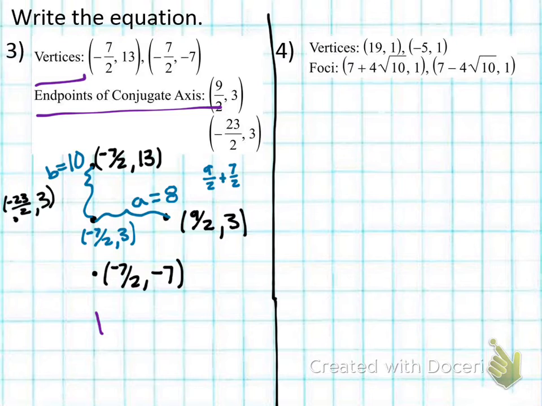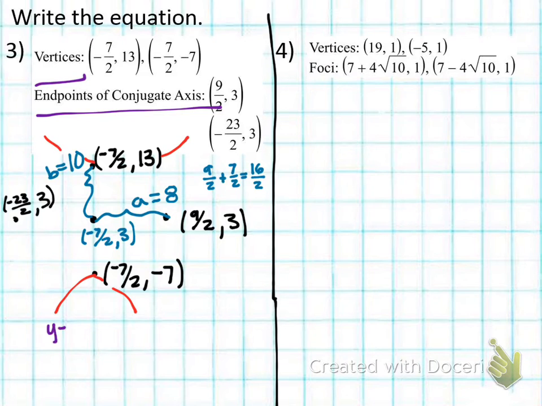Just like if I were trying to find the distance between -1 and 3, I could do 3 minus -1 or 3 plus 1, which equals 4. So I know there's 4 units in between here. Okay. So 9/2 plus 7/2 gives me 16/2, which is just 8.